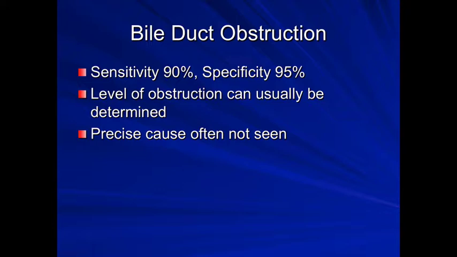However, even though we may well determine the level of obstruction, we often cannot determine exactly what the cause of the obstruction is, because we may well not be able to see the entire common bile duct due to shadowing from overlying duodenal gas or stomach gas that can obscure the distal CBD and also the head of the pancreas.